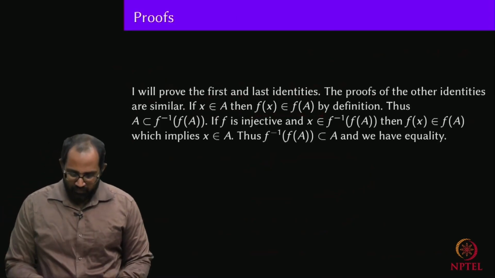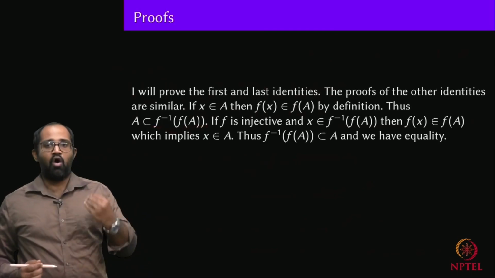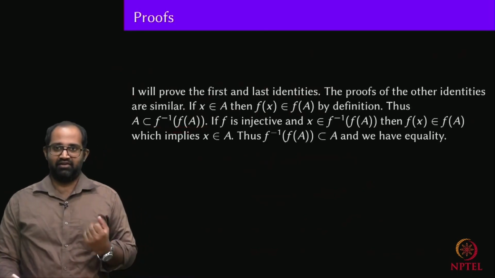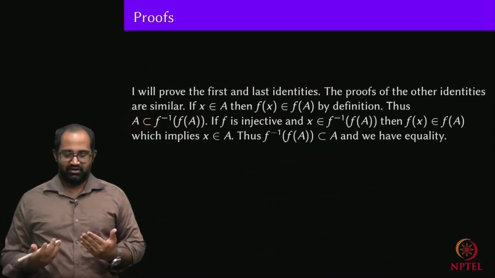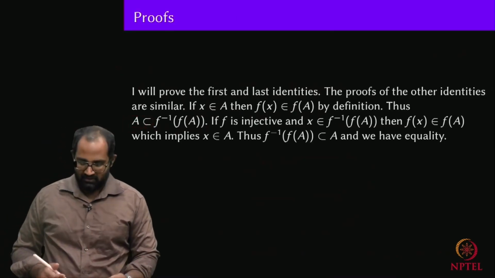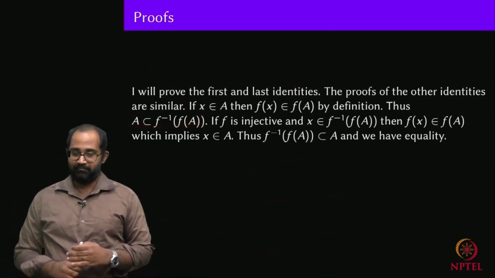That means when you pull back f of A, you are going to collect all those elements that get mapped into f of A. That is the definition of the pullback. Certainly A is going to be there, because by definition if you take an element in A, it is going to land inside f of A. So, that takes care of the fact that A is a subset of f inverse f of A.